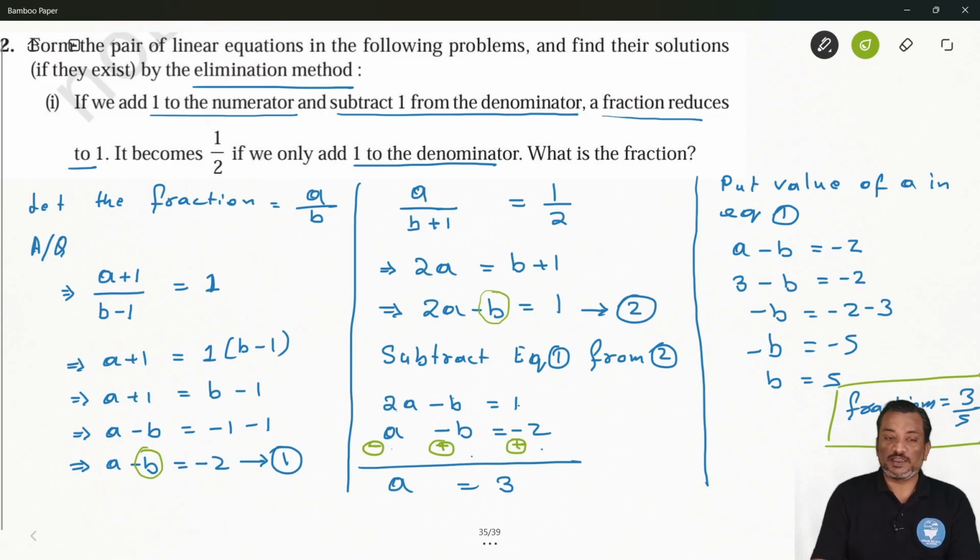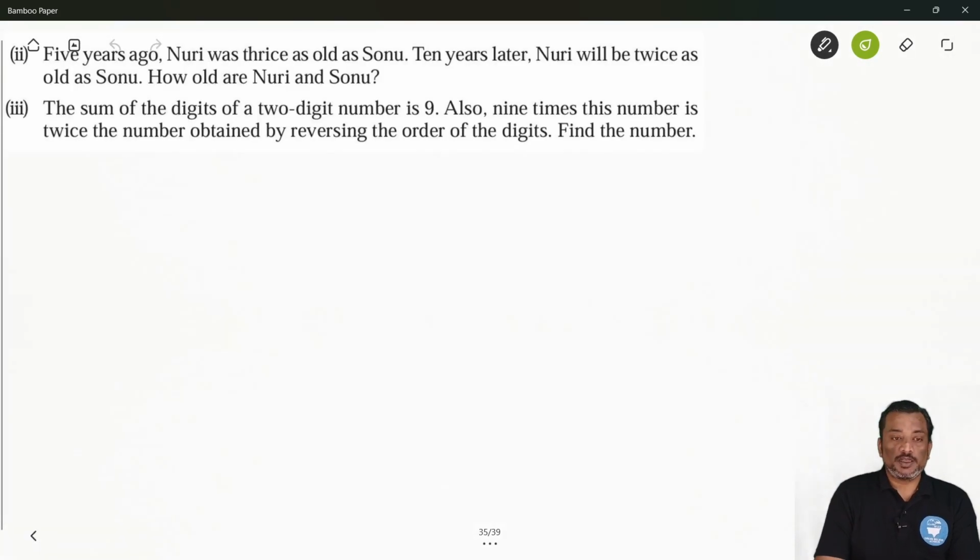ठीक है, अब आते हैं नेक्स्ट क्वेश्चन में. ठीक है, नेक्स्ट क्वेश्चन अगेन हमारा क्वेश्चन बोल रहा है एज बेस्ड क्वेश्चन. तो ऐसा सेम क्वेश्चन हमने सब्स्टिट्यूशन मेथड में भी किया था.